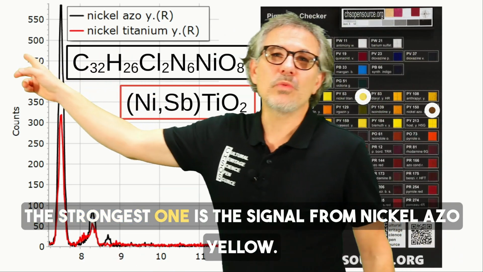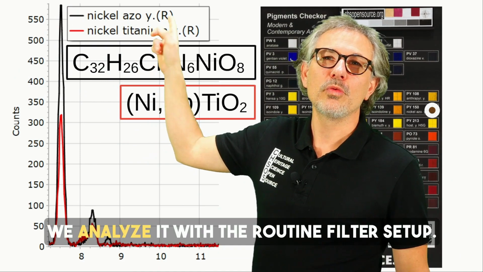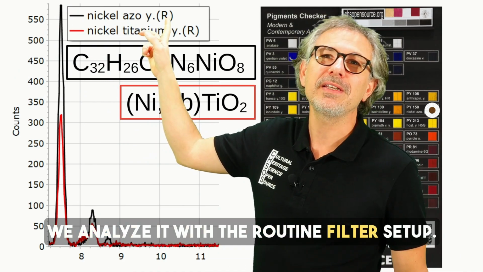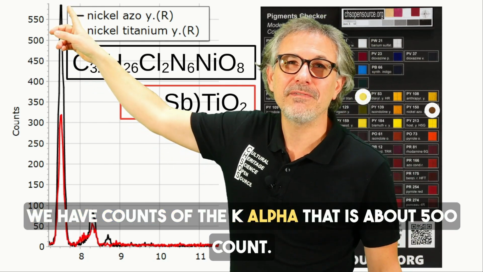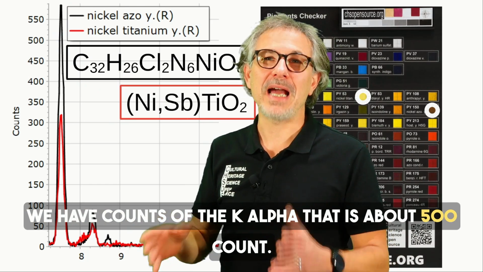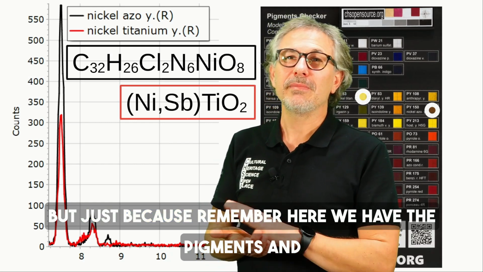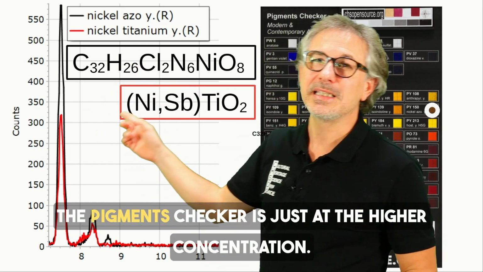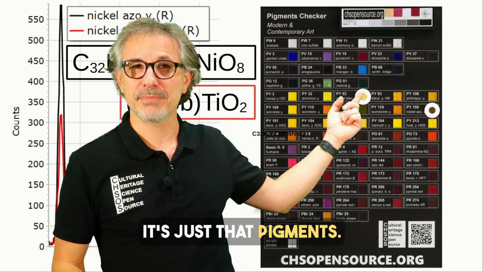The strongest one is the signal from nickel azo yellow. We analyze it with the routine filter setup. We have counts of the K alpha that is about 500 counts. So good, but just because, remember, here we have the pigments and the pigment checker is just at the higher concentration, it's just the pigments.